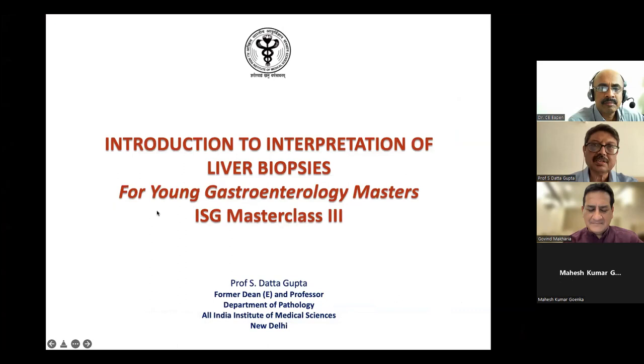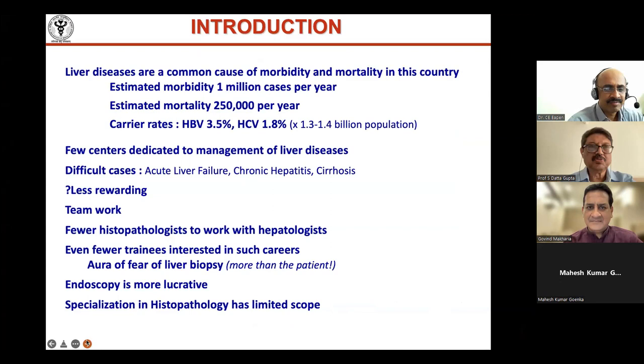The liver is a wonderful organ. And if you see in your training of gastroenterology, hepatology forms a part. Liver diseases, unfortunately, are a common cause of morbidity and mortality in this country, especially because we have high rates of HBV and HCV. And this is something that all of you are well aware of, because of our population.